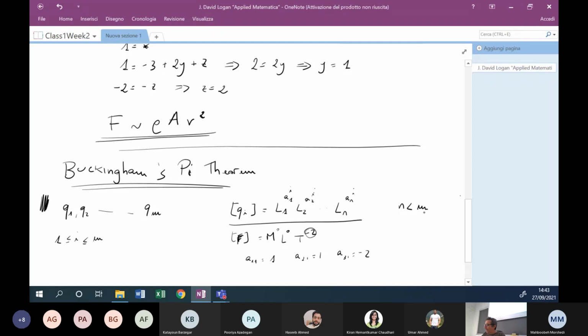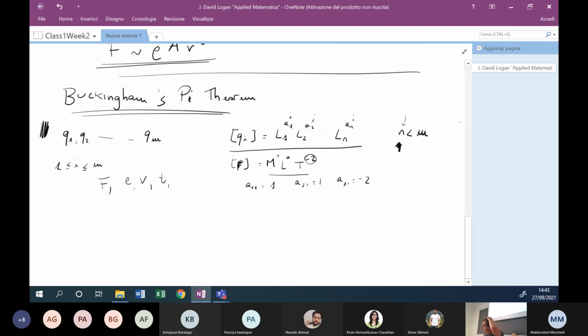Note that the number n of fundamental dimensions is less than m. Okay, so for example, here I have 1, 2, 3 fundamental dimensions: mass, length, and time. This is the number n. I want this number n to be smaller than the number of independent variables that I have in the problem. So this means that I don't have only F, but I have other stuff.